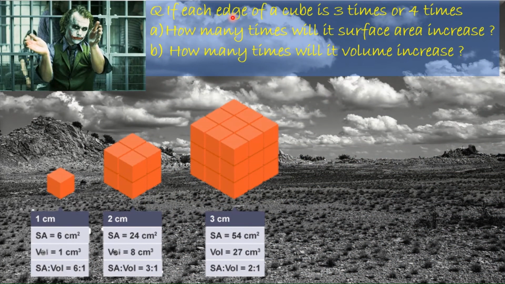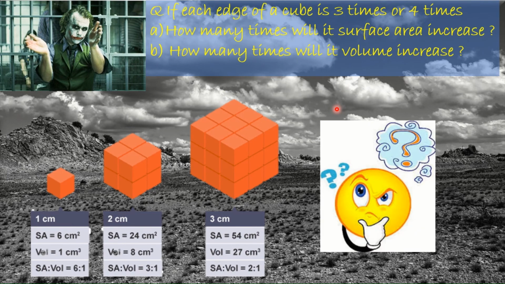Okay. If each edge of a cube is 3 times or 4 times, how many times will its surface area increase and how many times will its volume increase? Now I'm very sure that you will find the value, isn't it?